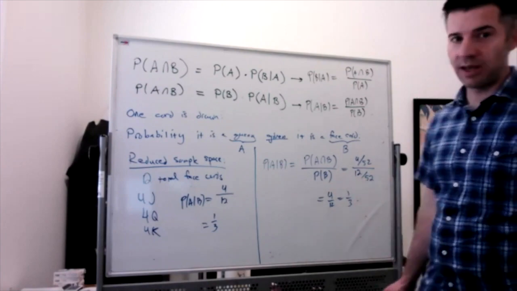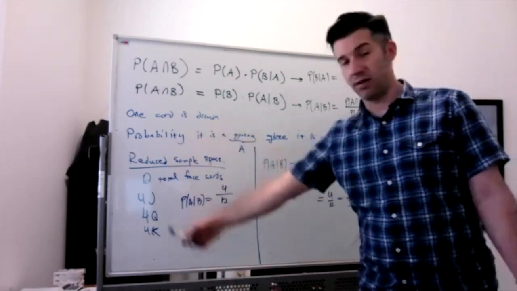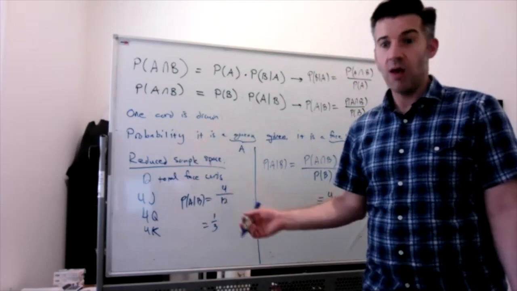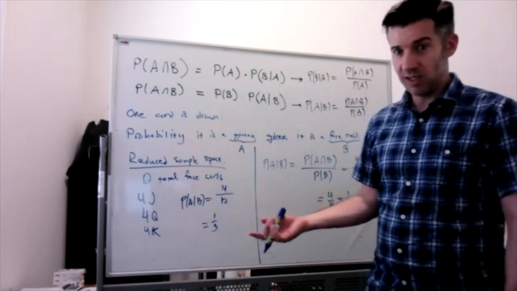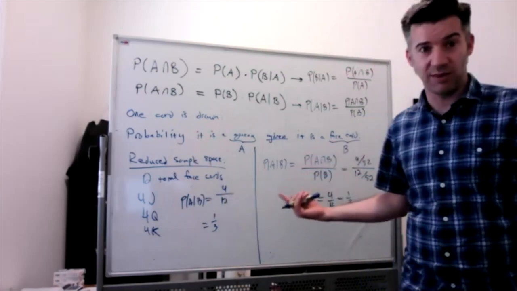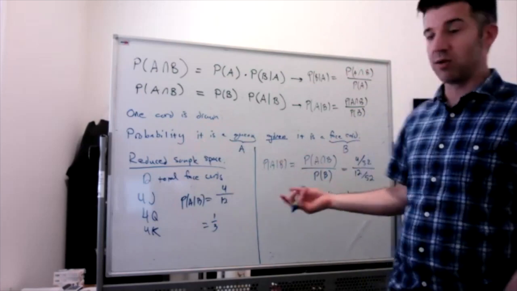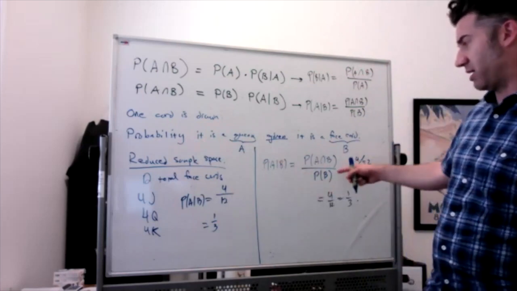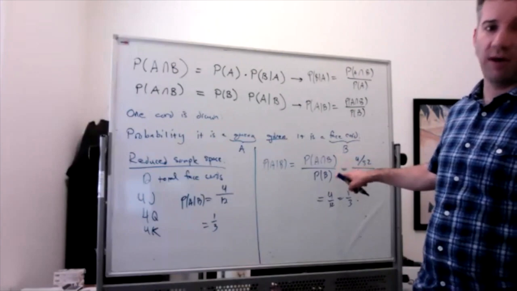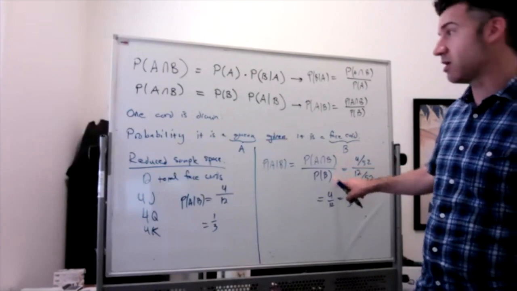So typically, I think it's nicer to think about the reduced sample space and see what we're doing. But sometimes that's not really an option. Sometimes we're just given the probabilities and we have to find the conditional probability. So when you're given probabilities, it makes more sense to say, oh yeah, it's the probability of the intersection divided by the probability of a larger space.